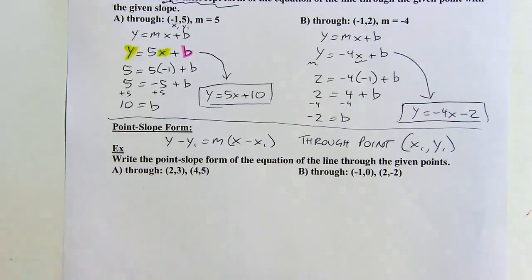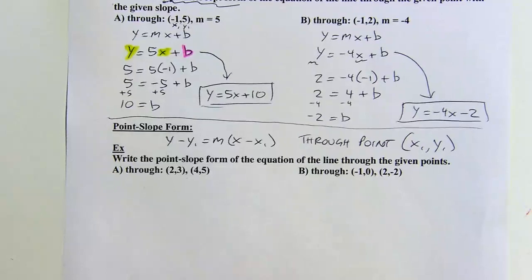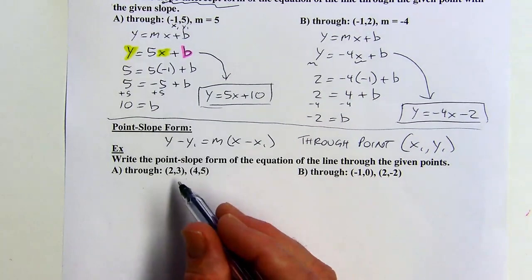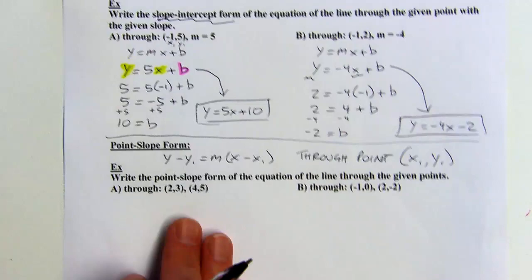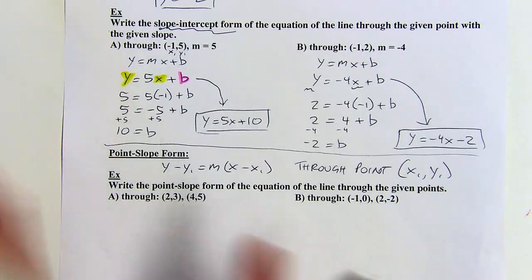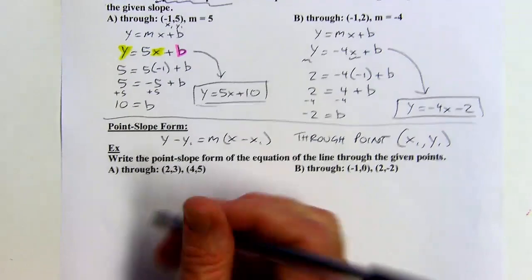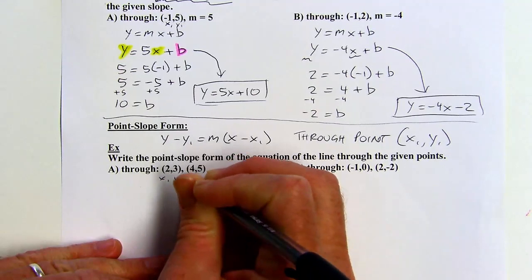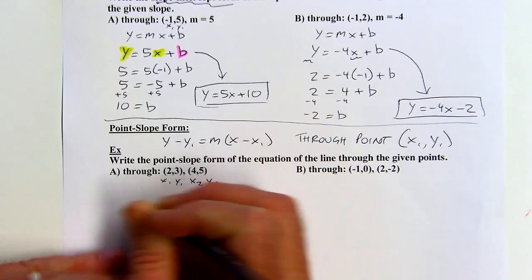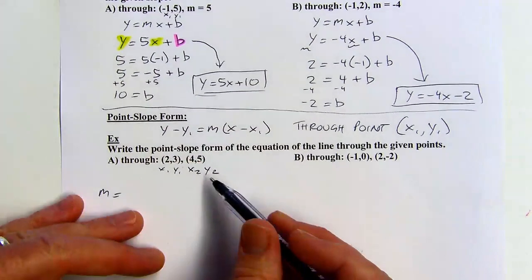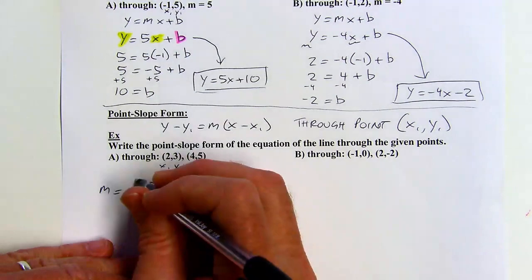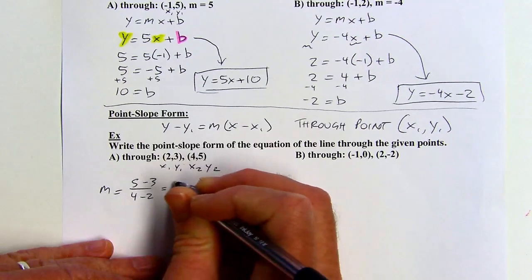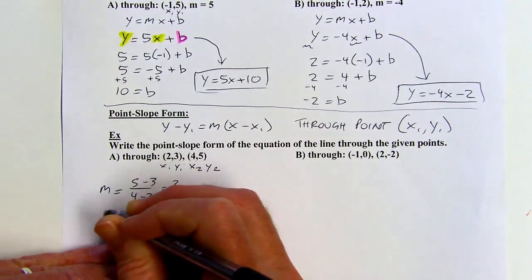Okay. All right. So point slope form can be handy when you've got a situation like this where you have two through points. So I need to find the slope. You always need the slope to write an equation of a line, whether you're using slope intercept or point slope, or pretty much always. I guess there are some exceptions. But let's find the slope here. So I'm going to use the slope formula. Okay, I'm going to subtract the y's in the numerator, so 5 minus 3. And I'll subtract the x's in the denominator, 4 minus 2. Okay, so my slope is 1.